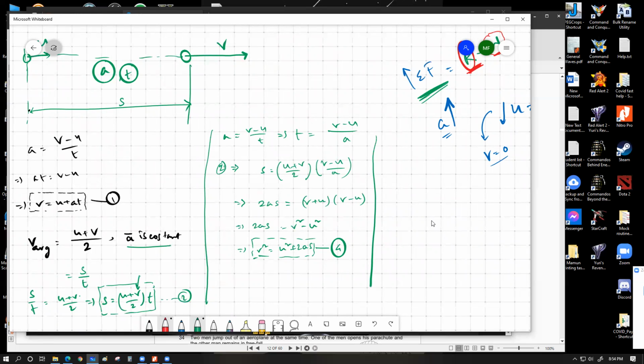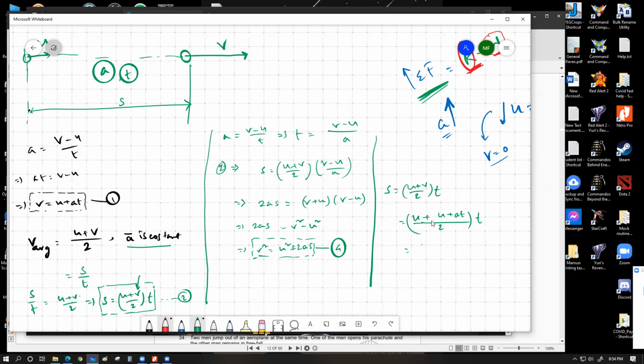So have a look what I'm doing. S equals to U plus V divided by 2 multiplied by T. This was our second equation. If I replace the value of V over here, you can write U plus AT divided by 2 multiplied by T. So I'm just replacing the value of V over here.